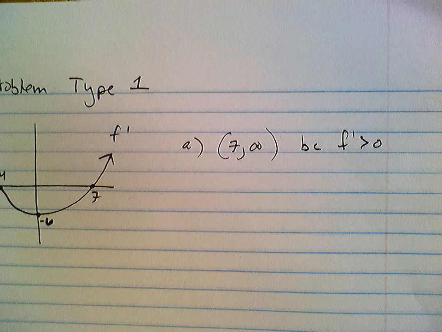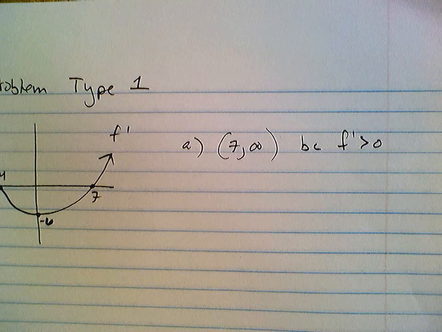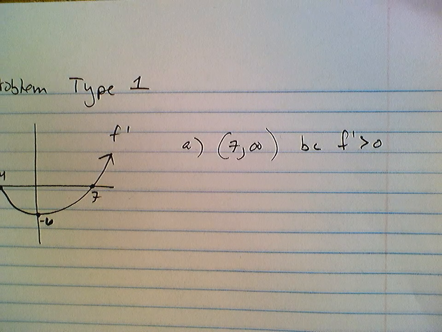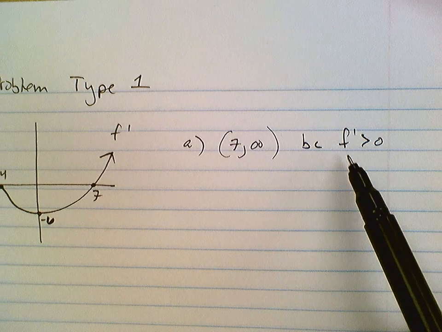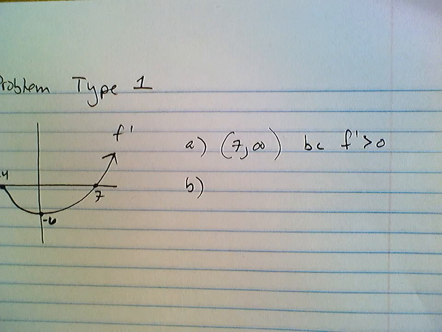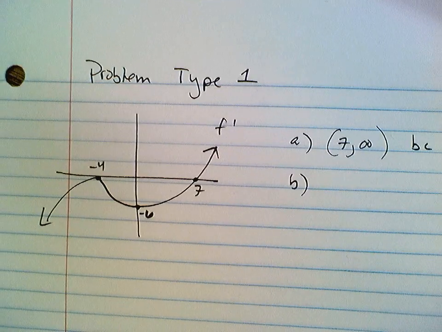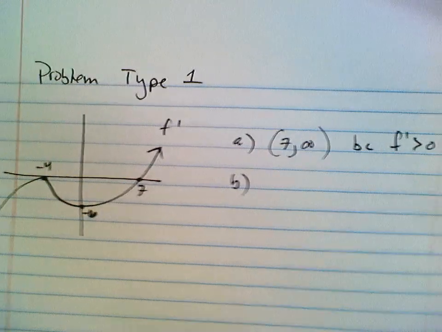Guys, on the last test, a lot of people were like, because that's where it's greater than 0. You have to be specific: because f prime is greater than 0. So B, decreasing. Decreasing is going to be where f prime is negative or less than 0.